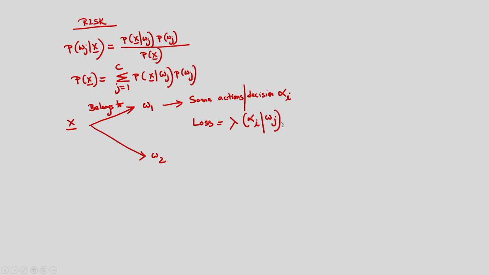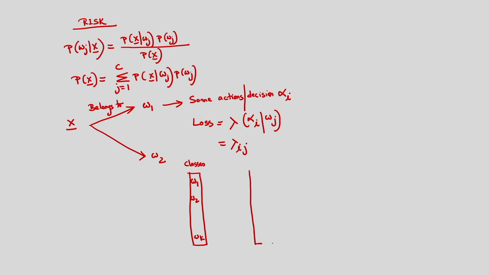So, what is the meaning of this? The loss means the action alpha i I am taking for the class omega j. So, that I can consider as lambda i j. This is the loss. The loss is defined like this. In my last class, I have also shown this example. Suppose I have the classes omega 1, omega 2, up to omega k, k number of classes. These are the classes.